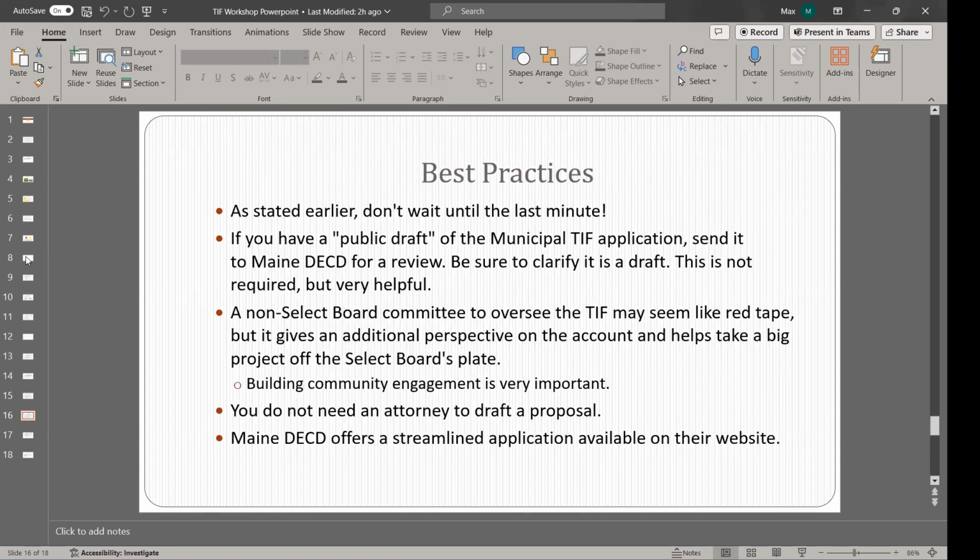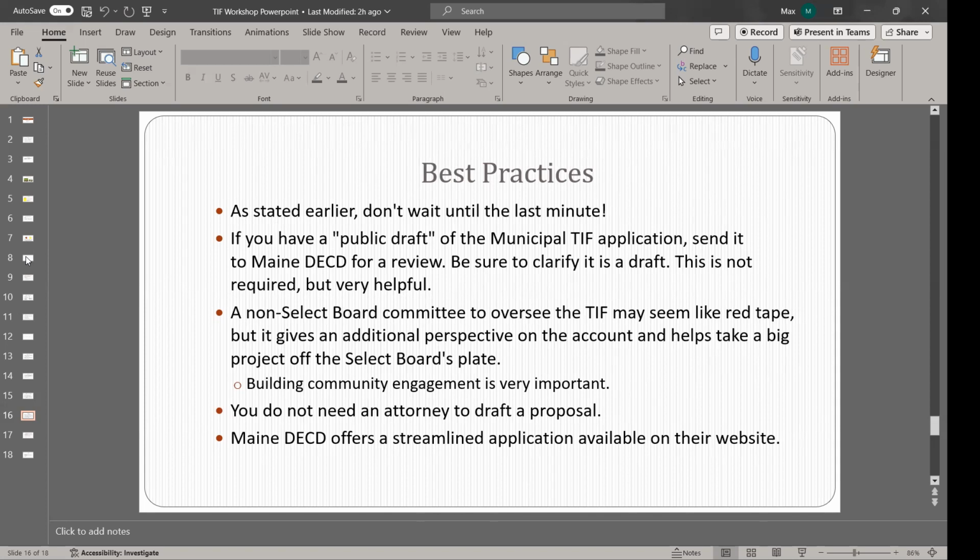And then we got some best practices. As stated earlier, don't wait until the last minute. There was one town that I witnessed very amazingly. They got approved in March, and they were really chomping at the bit, trying to rush the state to get this approved on March 30th. They passed it. I was amazed, but it's not the best idea, especially if the state's overwhelmed with some projects.